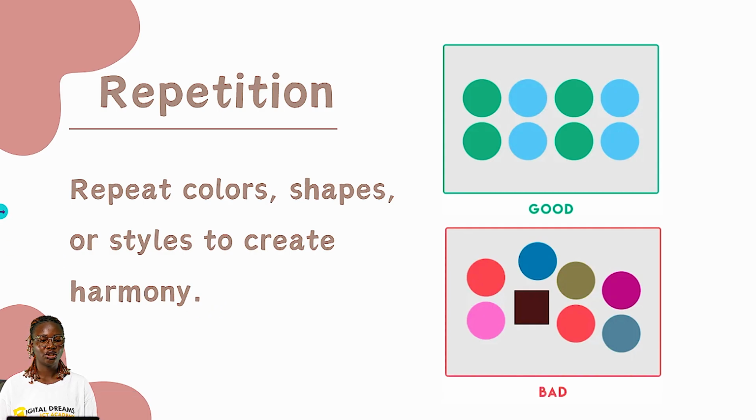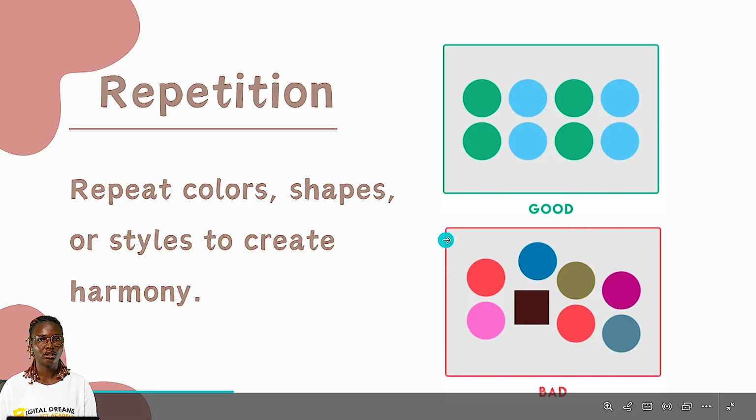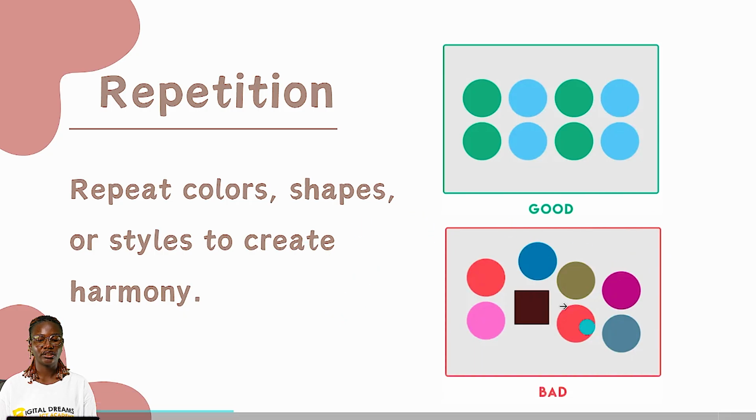The next one is repetition. You repeat colors, shapes, or styles to create harmony. When you're designing, you repeat colors and shapes to create that harmony. Like the illustration that we have here, you see green, blue, there's repetition, so it looks uniform. Unlike this, which doesn't look nice at all.